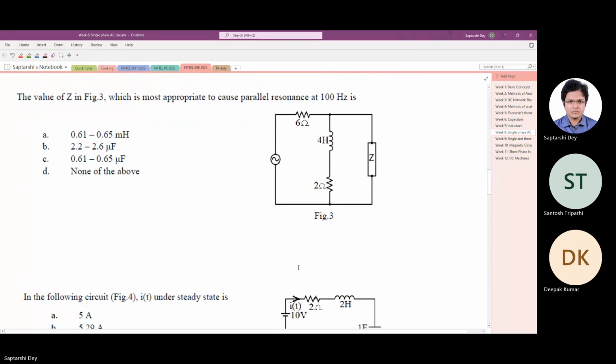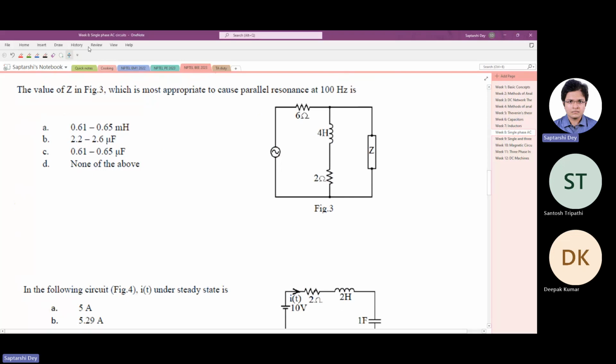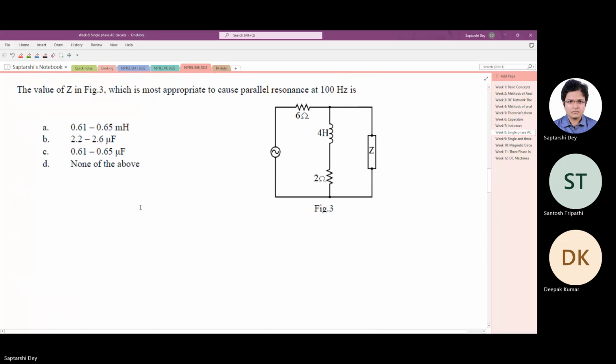Okay. We go to the next question. The value of Z in figure 3 which is most appropriate to cause parallel resonance at 100 hertz. We need to find it out.